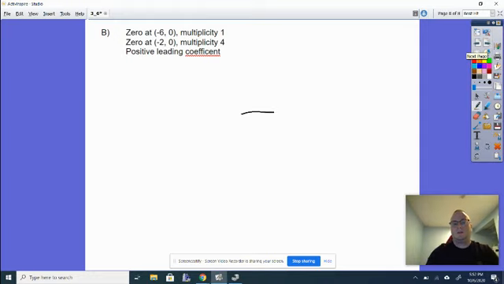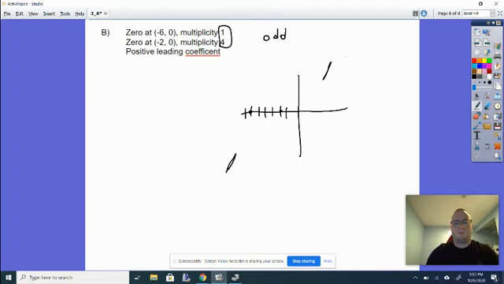Last one. 1, 2, there's 1. 1, 2, 3, 4, 5, 6. And it's positive, okay? Now this one is going to be odd and positive, so somewhere up here, somewhere up here. 1 tells me I've got a cross. 4 tells me I'm going to touch and then come back up.